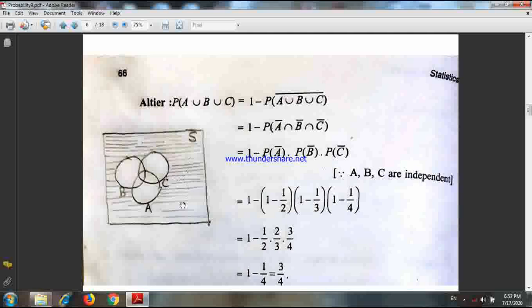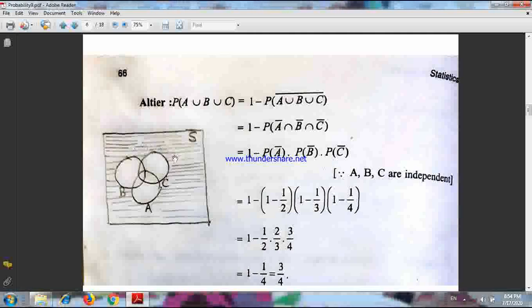S minus the outside area. And what is this outside area? The horizontal lines that you see, this outside area is nothing but A bar intersection B bar intersection C bar. So I can write A union B union C equals to S minus A bar intersection B bar intersection C bar. Then take probability both sides. Probability A union B union C equals to PS minus P A bar intersection B bar intersection C bar.